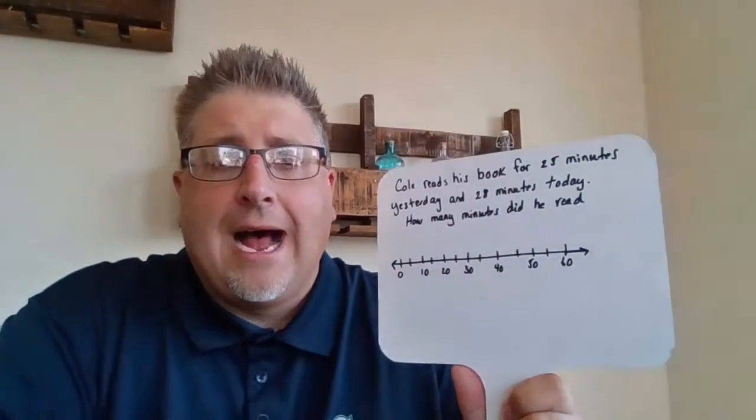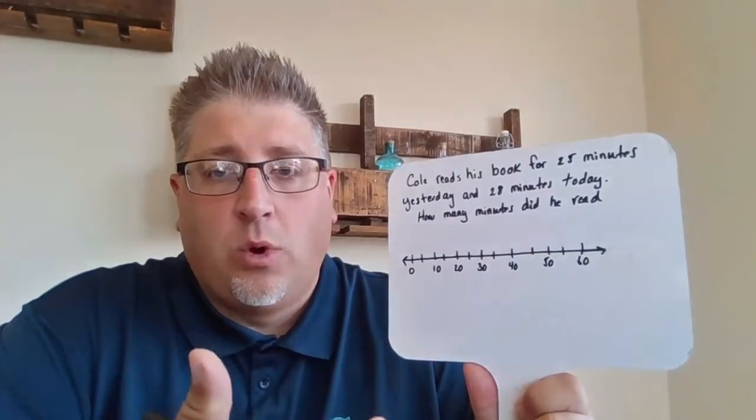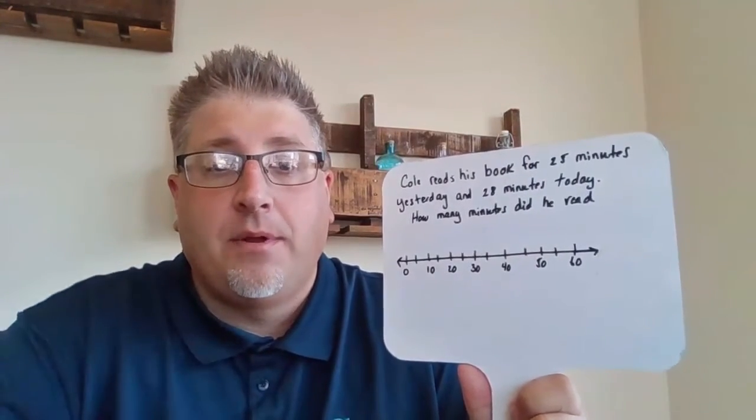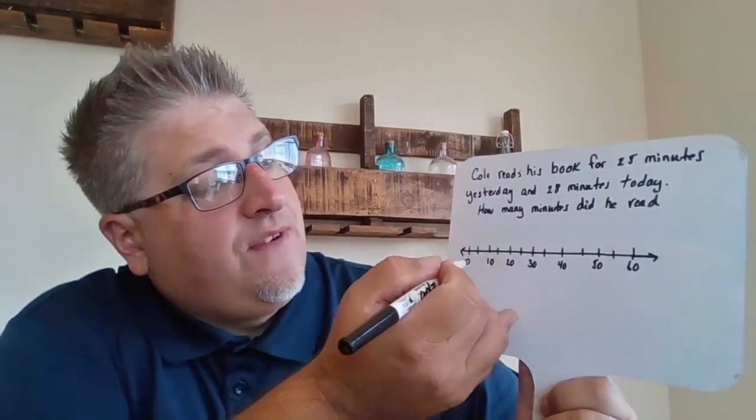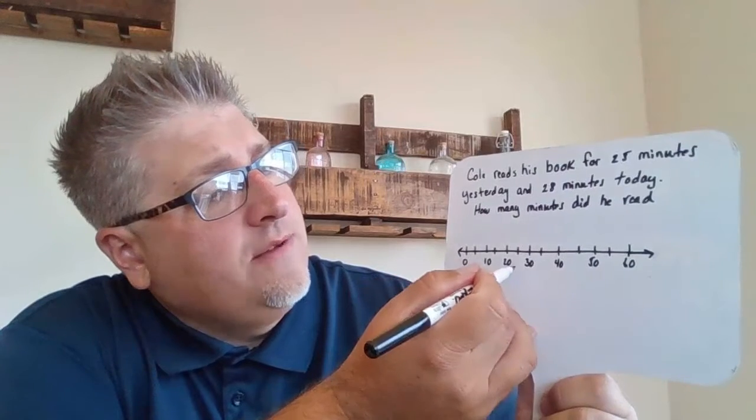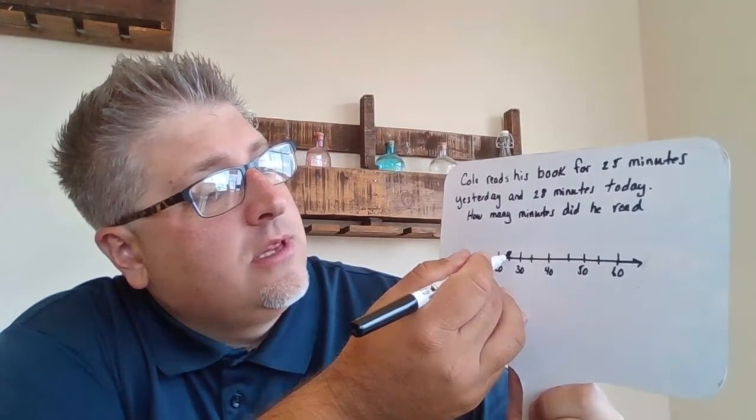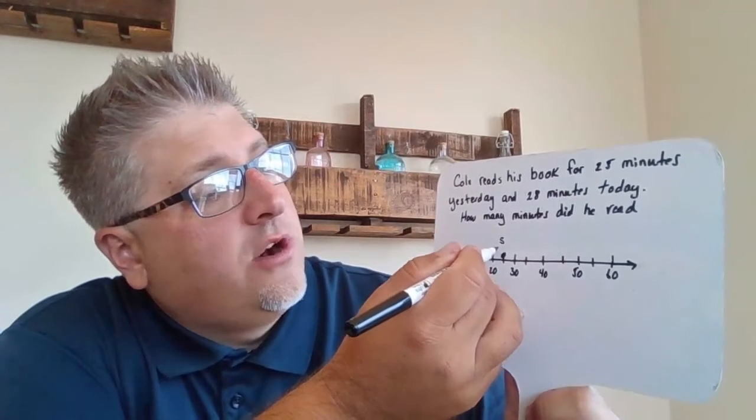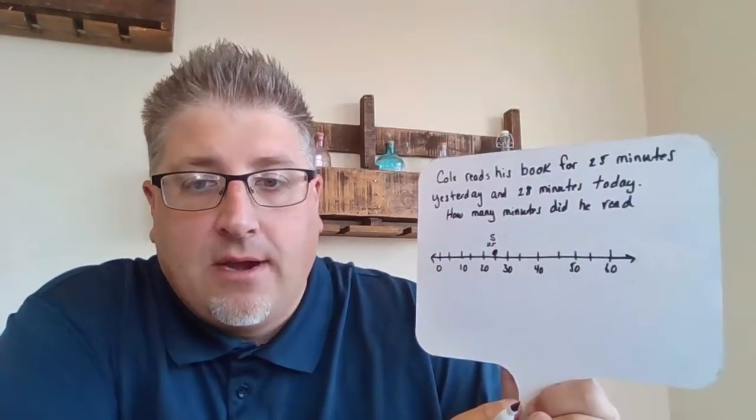So we're going to plot. How I'm going to attack this is I'm going to plot that first part of 25 minutes where he started to read. And then from there, I'm just going to count up 28 minutes past that. So first things first is the first 25 minutes. I have my number line from 0 to 60 here. So 25, we know, is between 20 and 30. So this is where Cole started reading, at 25 right there.